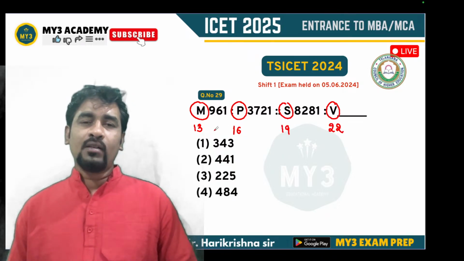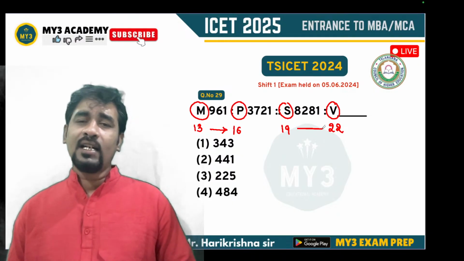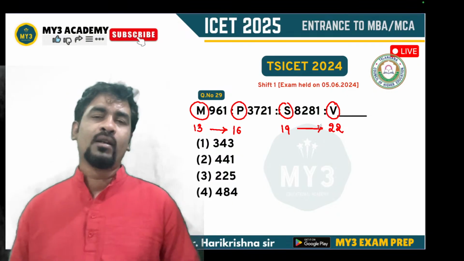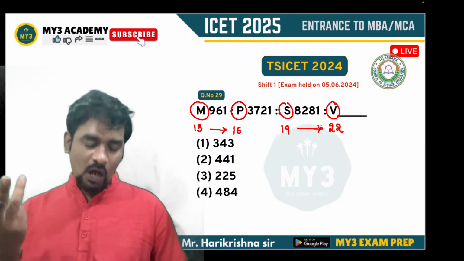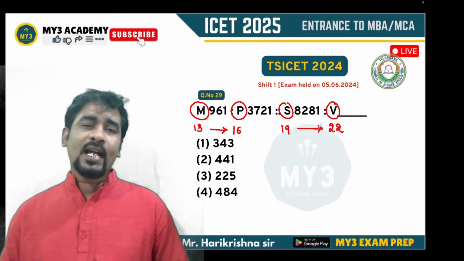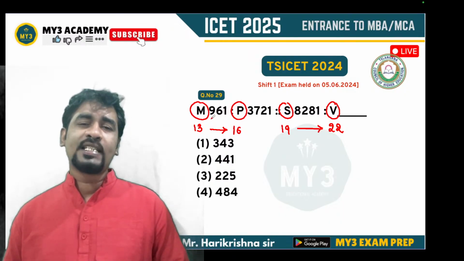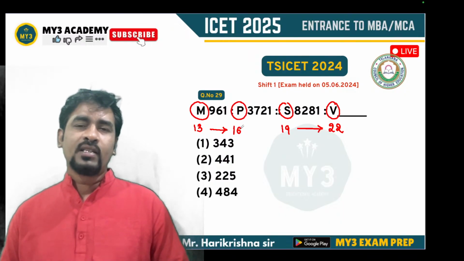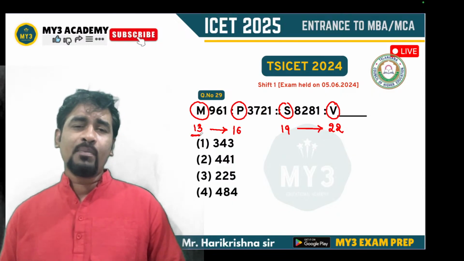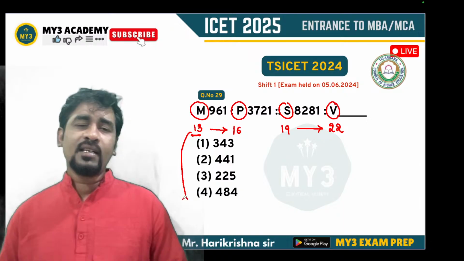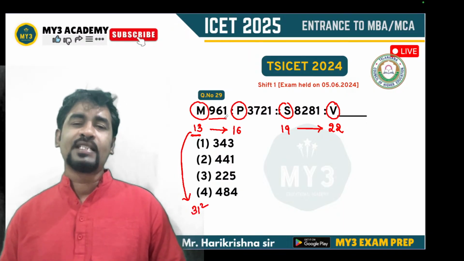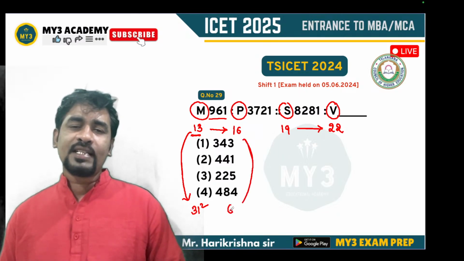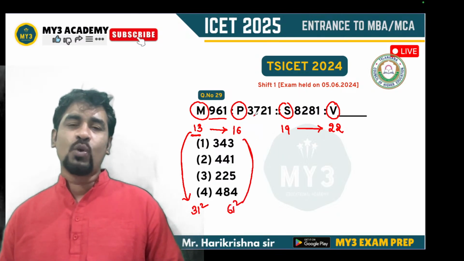So you can observe 13 plus 3 is 16, 19 plus 3 is 22. That's okay. What is the reason of getting that number? So 13 square is 169, but they given 961. 16 square is 256, they given this. So why this is happening? This is happening because they have just taken the reverse of these alphabet positions. 13 reverse is 31. 31 square is 961. 16 reverse is 61. 61 square is 3721.